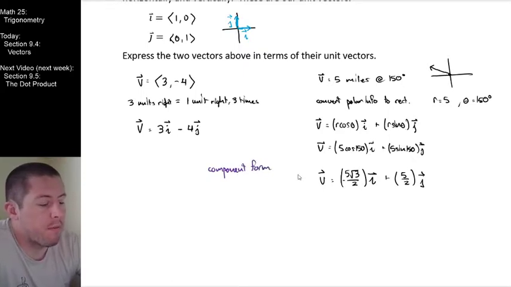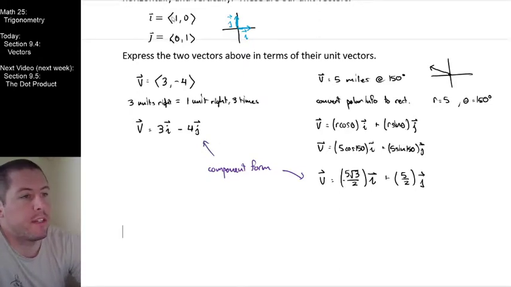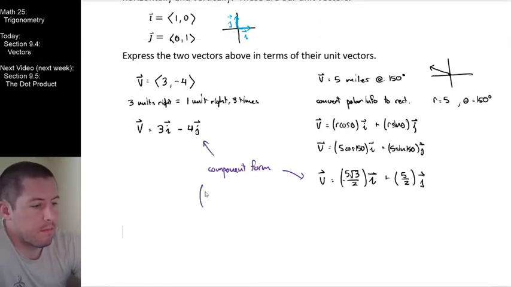The reason that component form is really good is because it makes it easier to do math between vectors when we're in component form. And that's what we're going to look at next here.